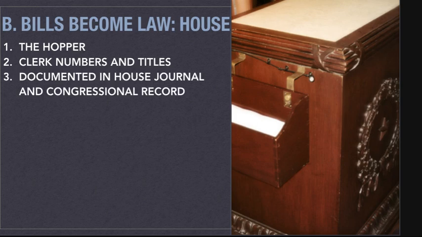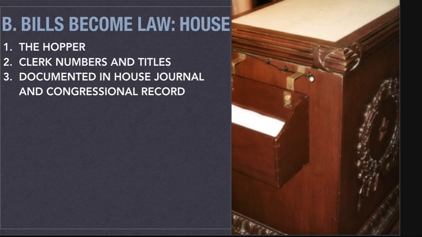It is then documented in the House Journal and Congressional Record, and everything that happens there has to be documented, has to be put into that Congressional Record and House Journal. So I didn't put a definition up here on the screen, but you should know the difference between the Journal and the Record. So the House Journal is the official record of the daily proceedings that happen on the House floor.